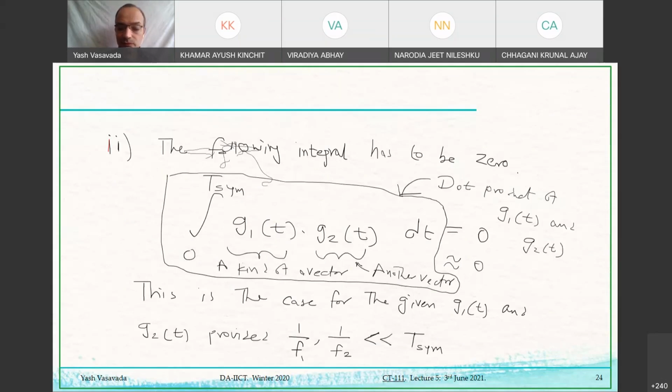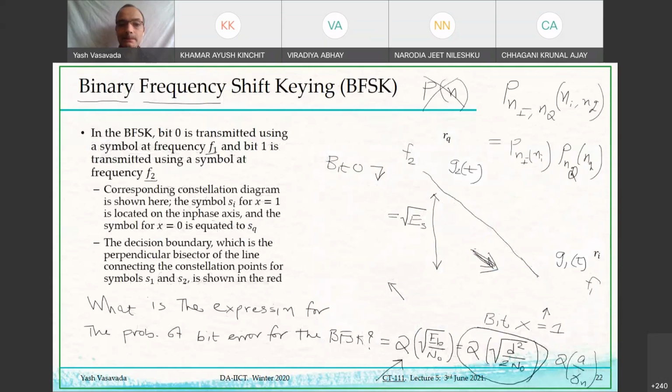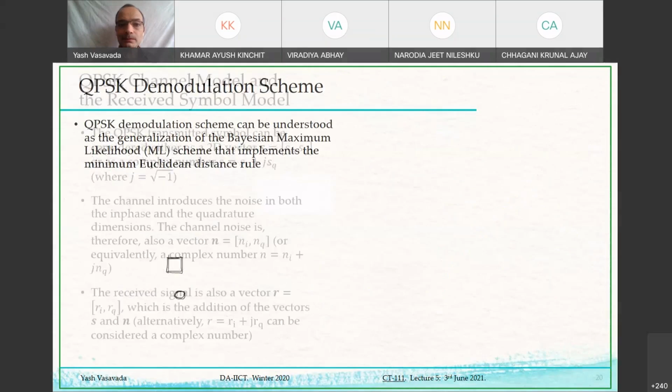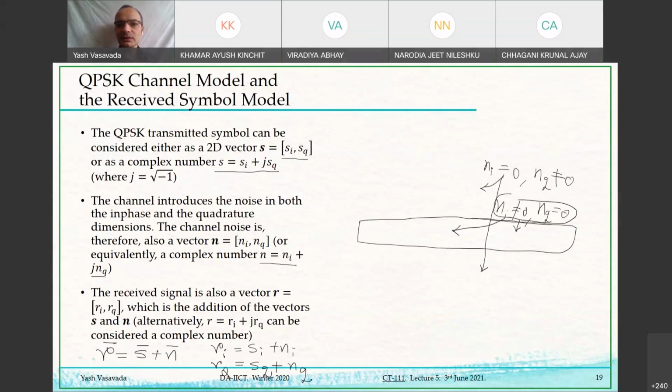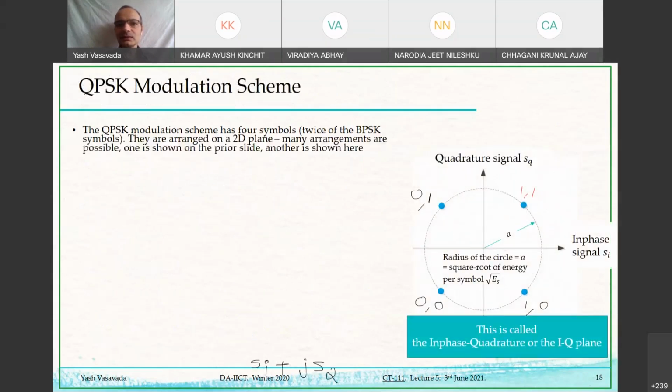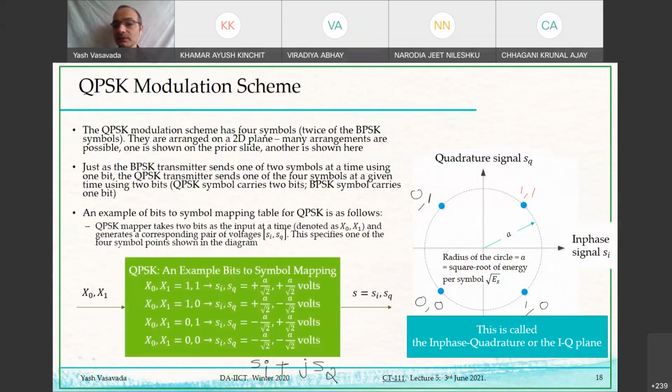Now, what about QPSK? If you recall, this was the constellation diagram. Here again, I have two perpendicular axes. Remember, for QPSK, I didn't say that we are using two different frequencies. Actually, we are using only one frequency for QPSK. Then for one frequency, how can we have two perpendicular dimensions?